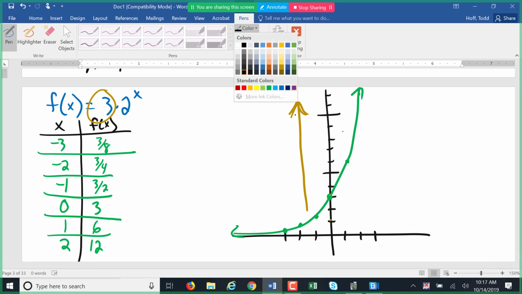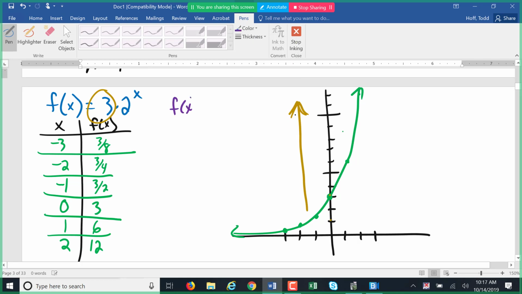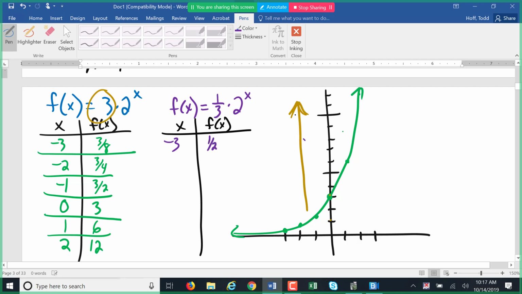So what if big A is a smaller number? What if it's f of x equals 1/2? Well, let's make it a little more interesting: 1/3 times 2 to the power of x. So if x is negative 3, 2 to the negative 3 is still 1/8. 1/3 of that is 1/24. So it's really small there.